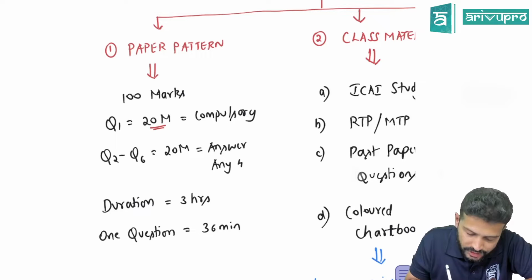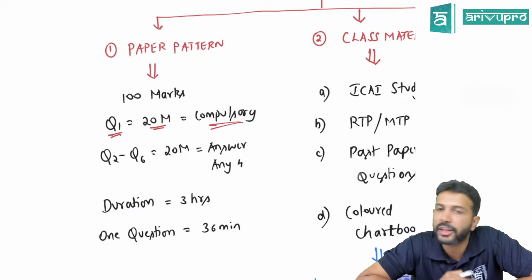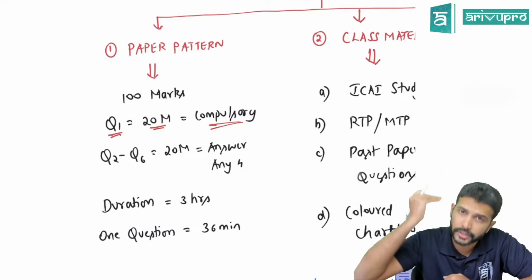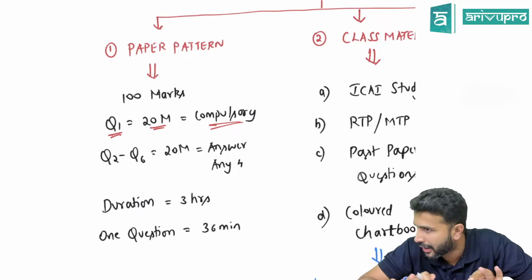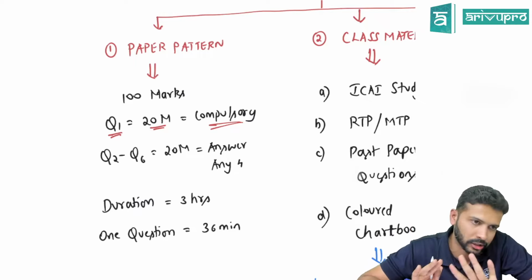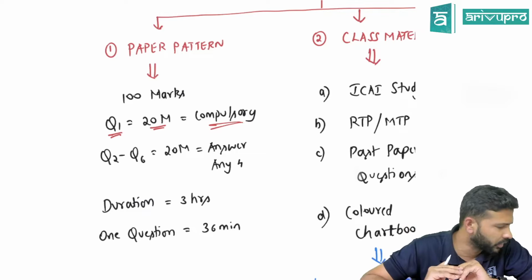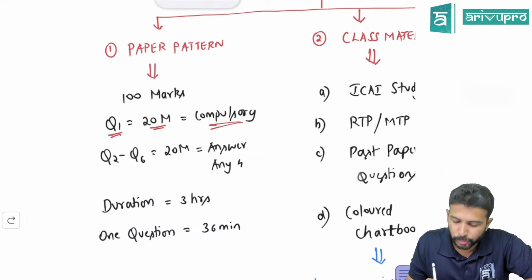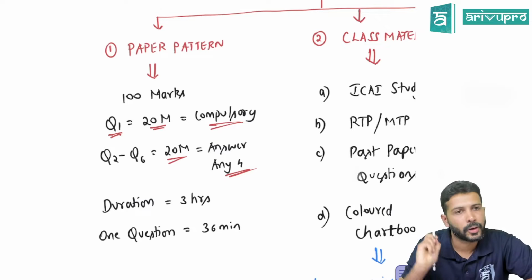Question number 1 happens to be a compulsory question, meaning you have to attempt it. Whether you attempt it first, midway or last, it doesn't matter. You have to attempt it, just to make sure that you don't skip this particular question. Attempt it whenever you want. And of the remaining 5 questions, you're supposed to answer any 4, and all of them carry 20 marks.